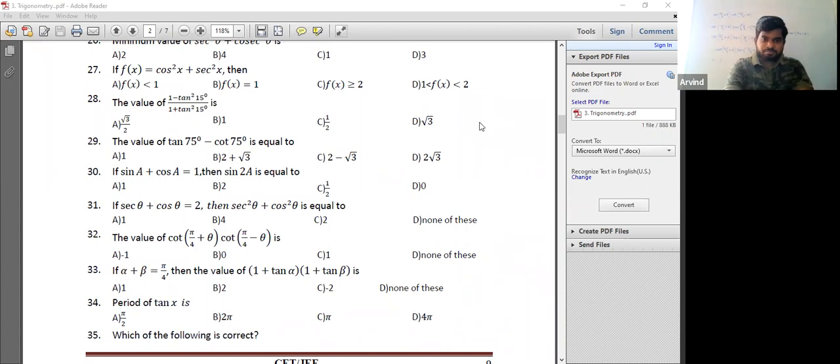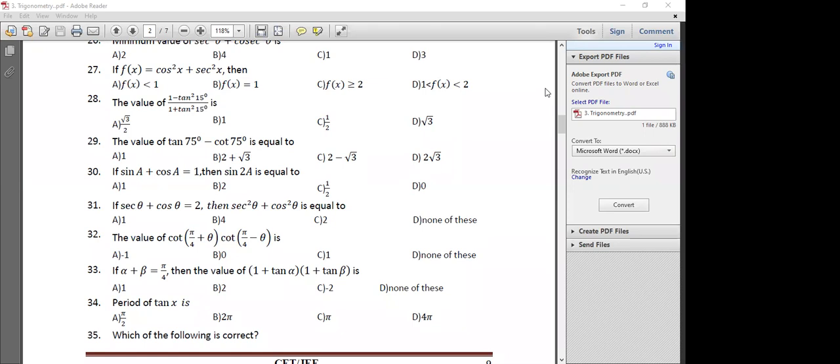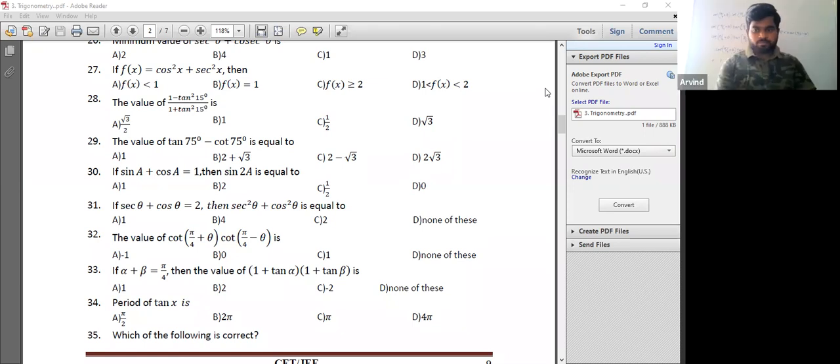It's a very easy one. Alpha plus beta equals pi by 4. Then the value of 1 plus tan alpha into 1 plus tan beta. I've got only one student who's answered. Others, make it fast. Sir, it is 2, sir. Yeah, it is 2. Okay.